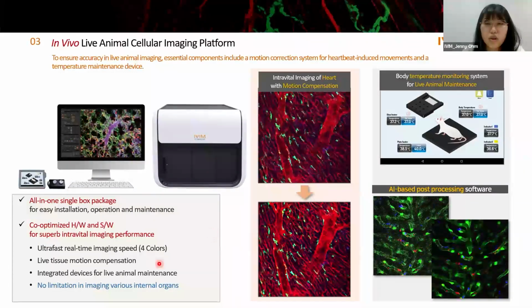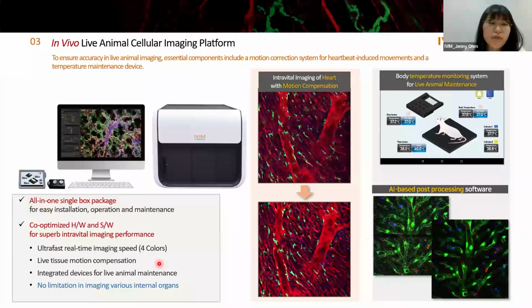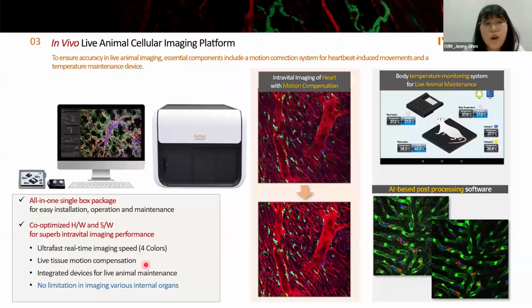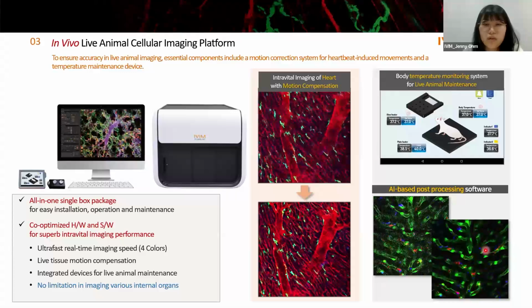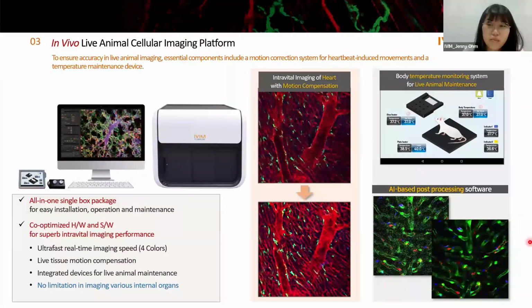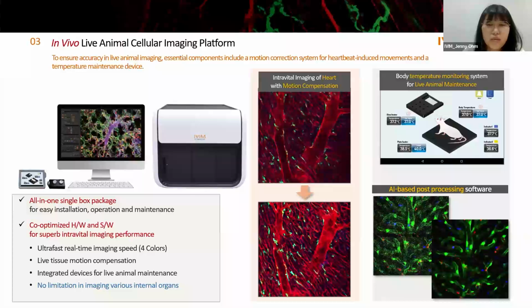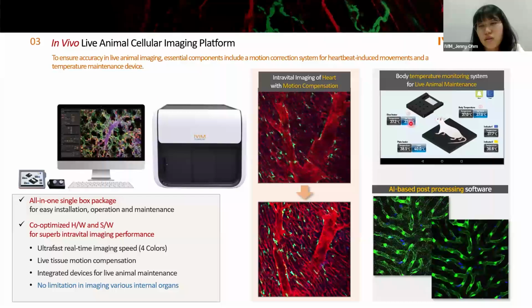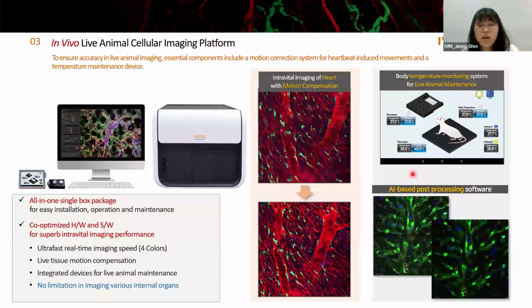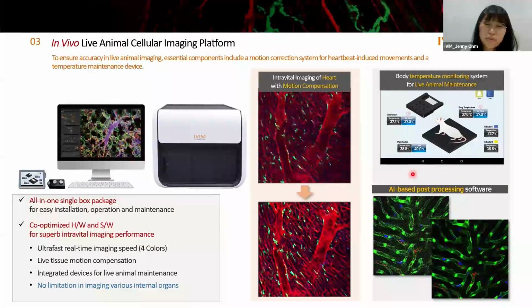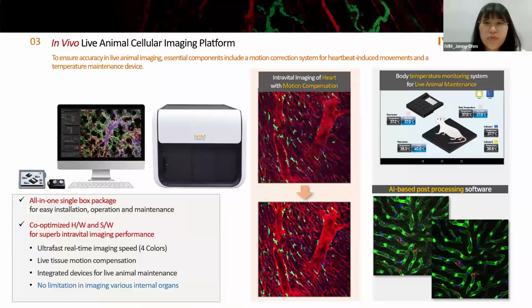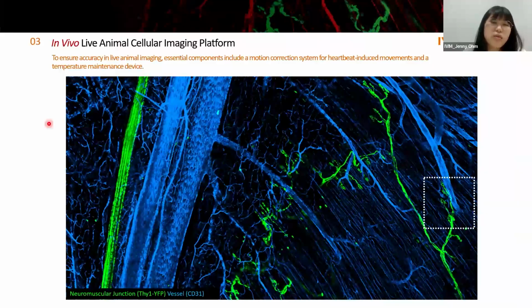And the system combines co-optimized hardware and software, featuring an ultra-fast polygon scanner, a temperature monitoring system, motion compensation technology, and a separate AI-based denoising software for stable and high-resolution imaging. Most notably, with its automatic, hassle-free motion compensation technology, live animal maintenance tools, and various imaging window options, researchers can obtain high-quality in vivo data across a wide range of organs. Now let's take a closer look at some of the key features.